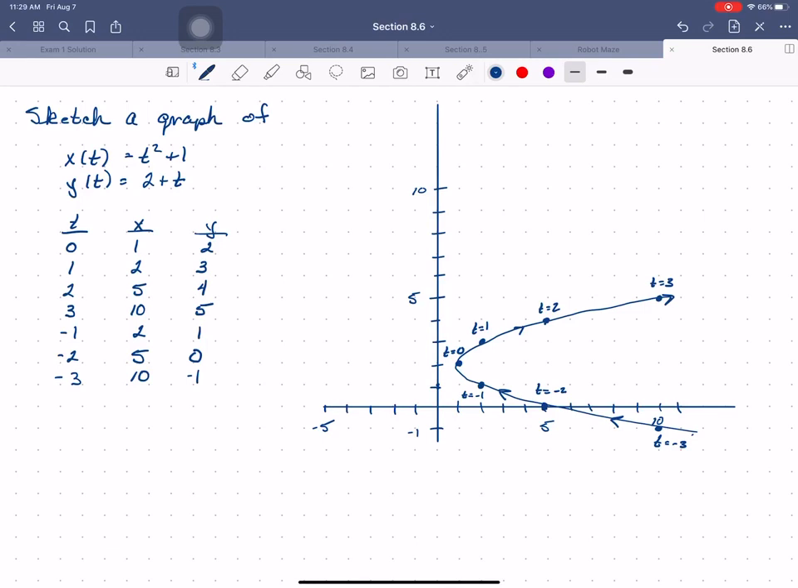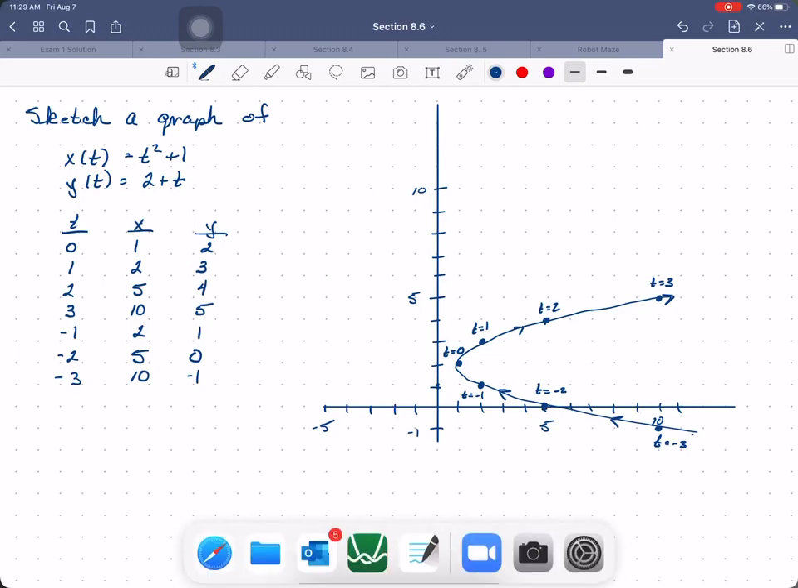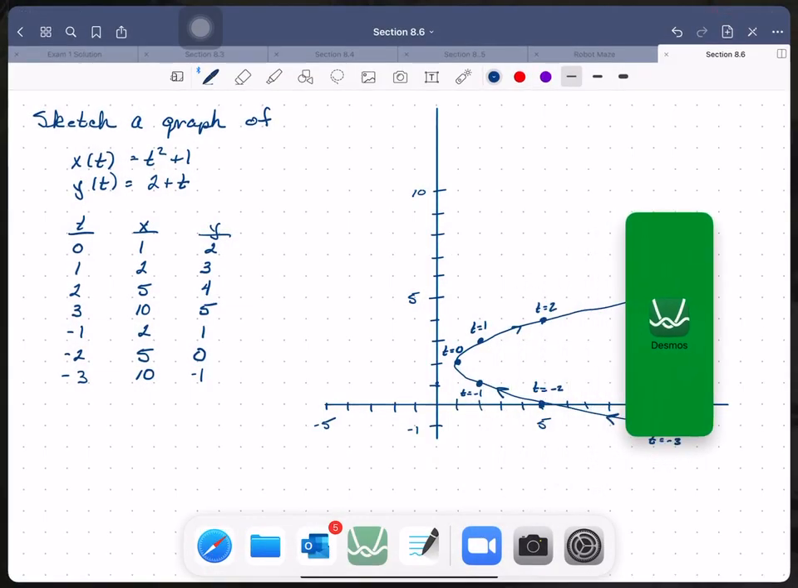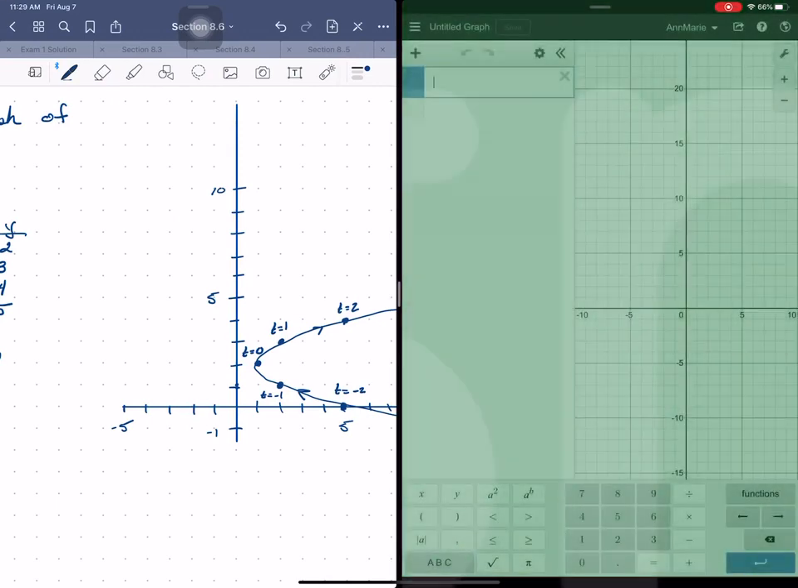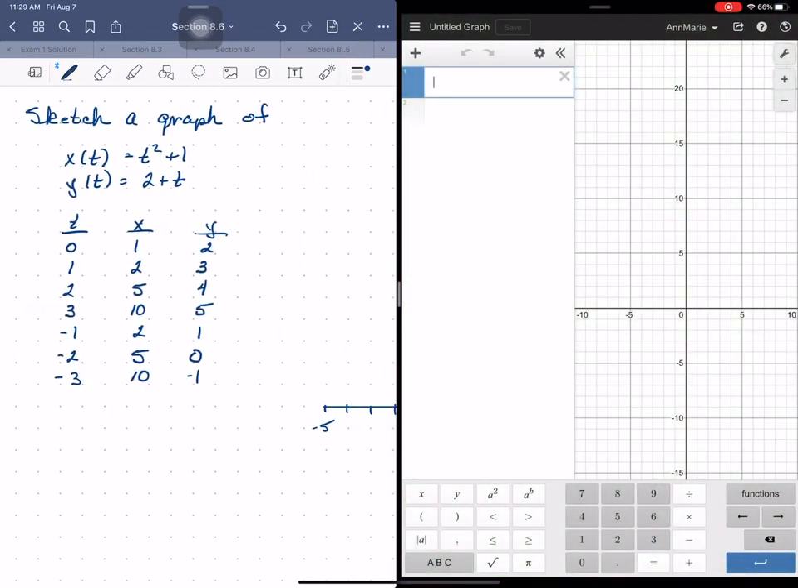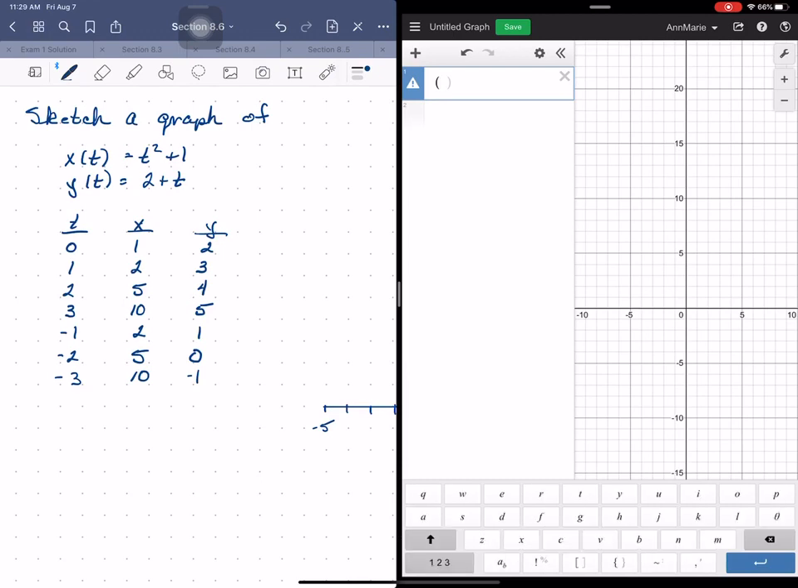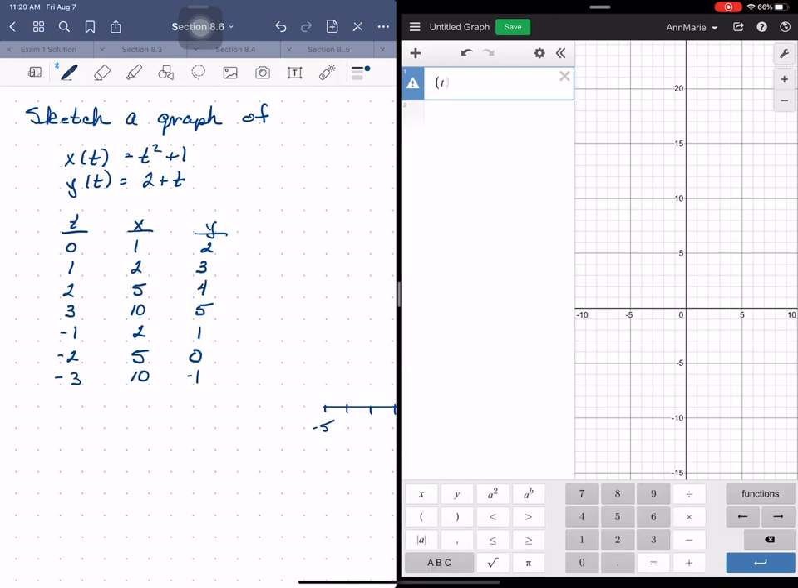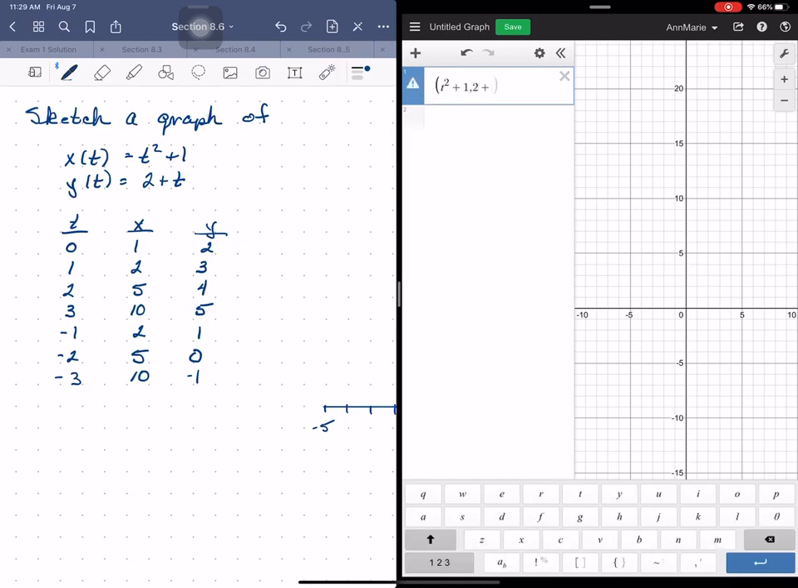Okay, so that's how we do this by hand. Desmos is also capable of sketching parametric equations, which will allow you to check your work. So let me show you how we do this in Desmos. What we do in Desmos is we set up an ordered pair, and in the x spot, we simply put in our equation for x with t as our variable. So t squared plus 1, comma, and then in the y spot, we put the equation for y.